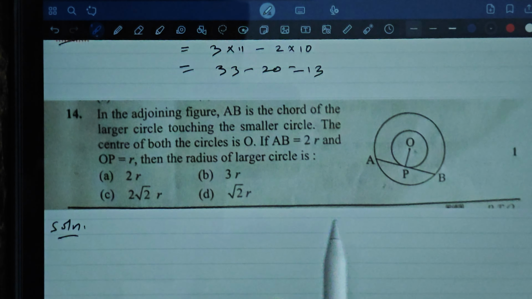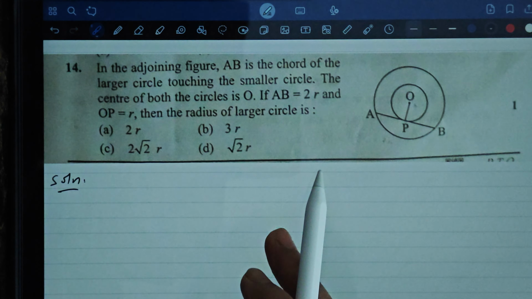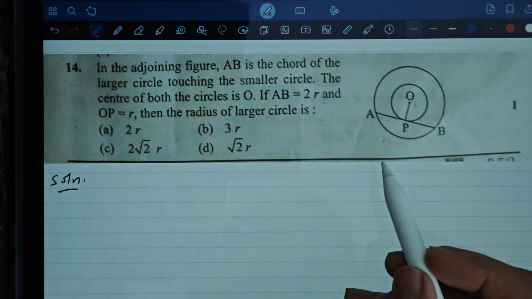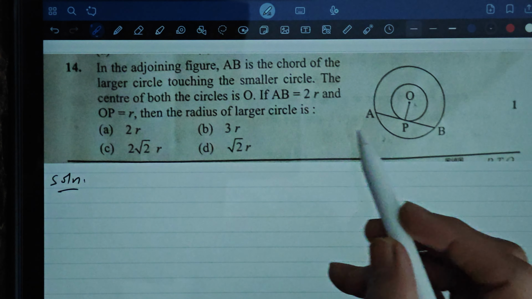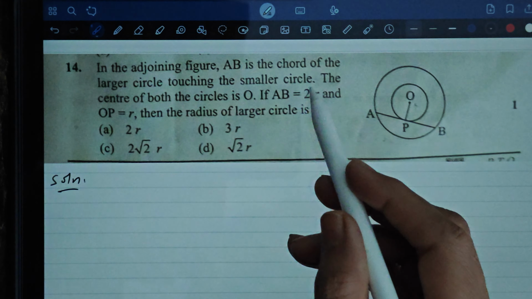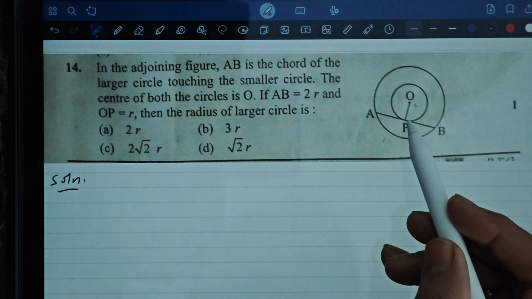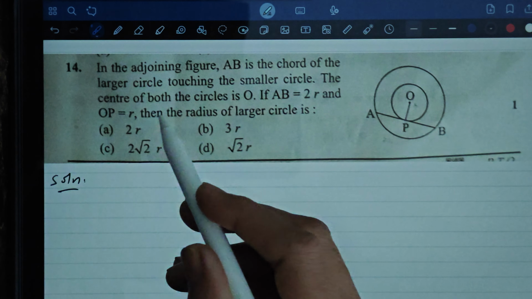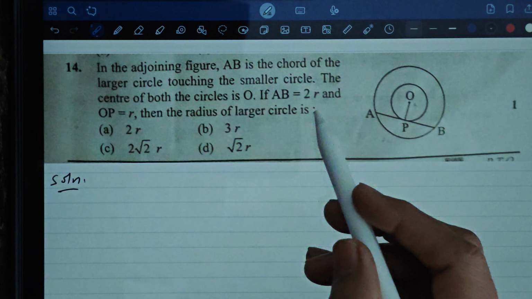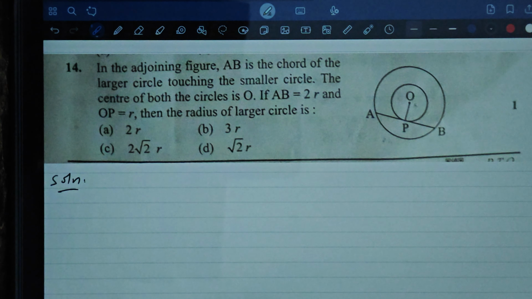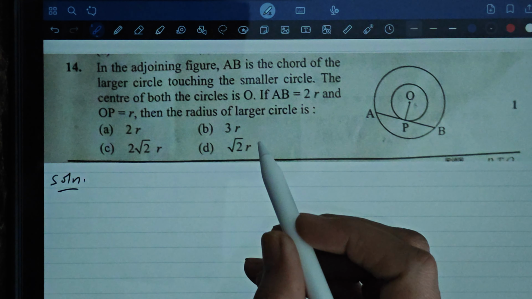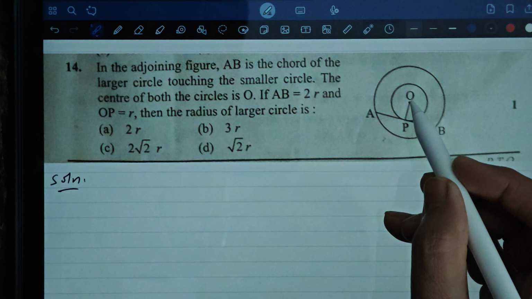Now come to this. In the adjoining figure, AB is the chord of the larger circle, okay, touching the smaller circle. This chord touching the smaller circle. The center of both the circles is O, AB is 2r and OP is r. So find the radius of the larger circle. Means this you have to find out.